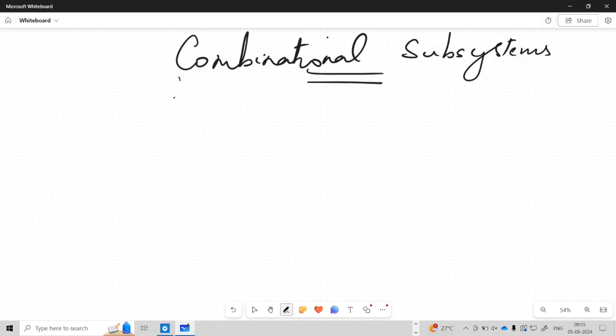After a long gap, welcome back to this series on RTL modeling using Verilog. In the previous session, you were introduced to the idea of behavioral modeling using HDLs.